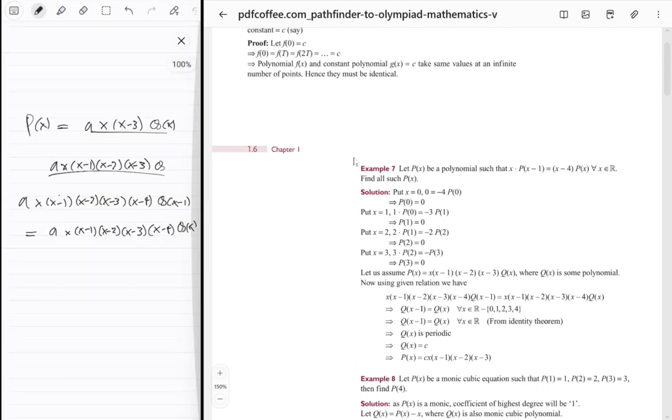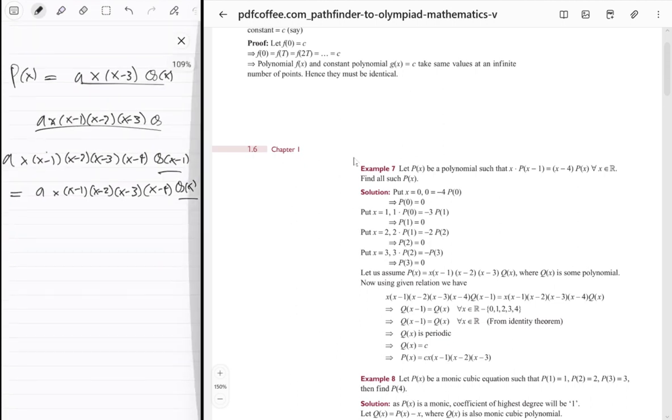Oh, but if this is true for all real values of x, then that just means these two must be the same. That's the only way out, isn't it? For all real values of x. So you got two polynomials.